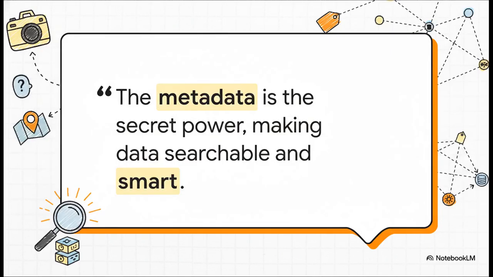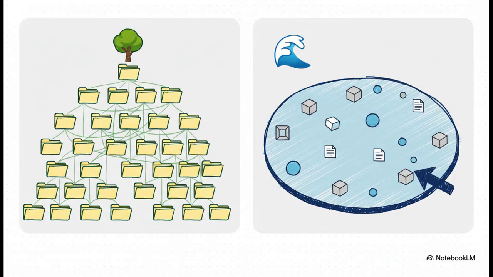The metadata really is the secret power. Instead of just a file name, you can have all these rich, custom tags. Think about a photo. The metadata can tell you what camera took it, the GPS location, even who's in the picture. It makes the data smart and searchable in a way that a simple file could never be. And this shows the difference perfectly. On the left, you've got that old, tangled web of folders. But on the right, that's object storage. It's not a hierarchy at all. It's just a massive, flat pool of objects. There are no folders, just one giant, infinitely scalable space.